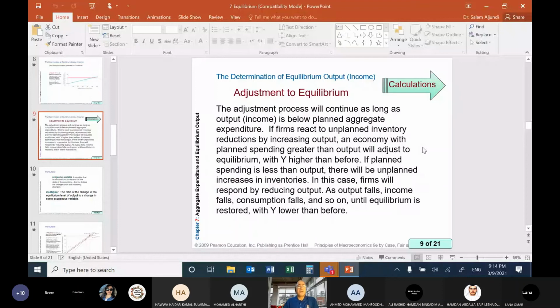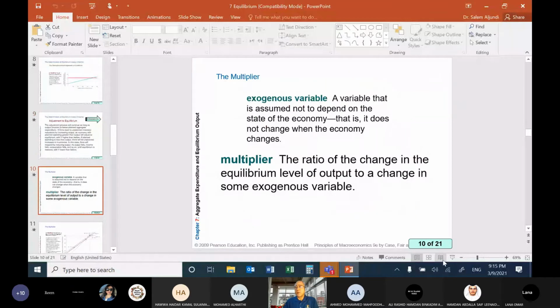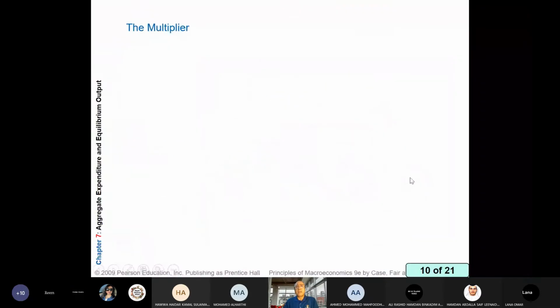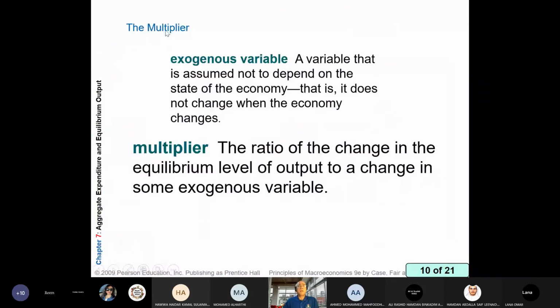Let's go further. We finish from this slide. Okay, so now we will take another topic. It's called the multiplier. What's the meaning of multiplier in Arabic? Al-Mudha'af.